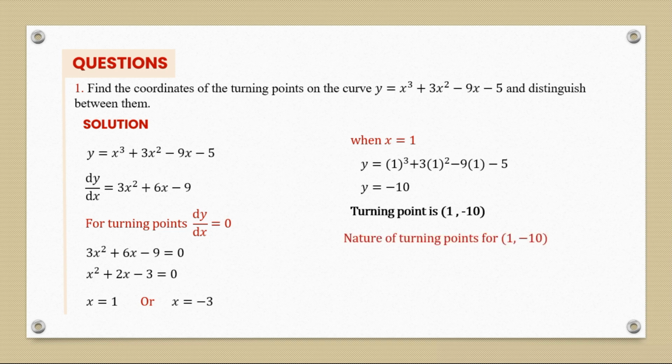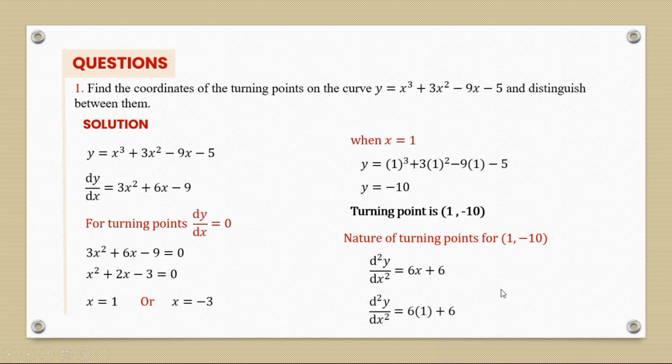Now let's look at the nature of the turning point (1, -10). Let's first find the second derivative. As we've said, if the second derivative is less than 0, it's a maximum point. If it's greater than 0, it's a minimum point. And if it is equal to 0, it is a point of inflection. So we find the second derivative of this expression. Second derivative simply means that we differentiate for the second time, and we get 6x plus 6.